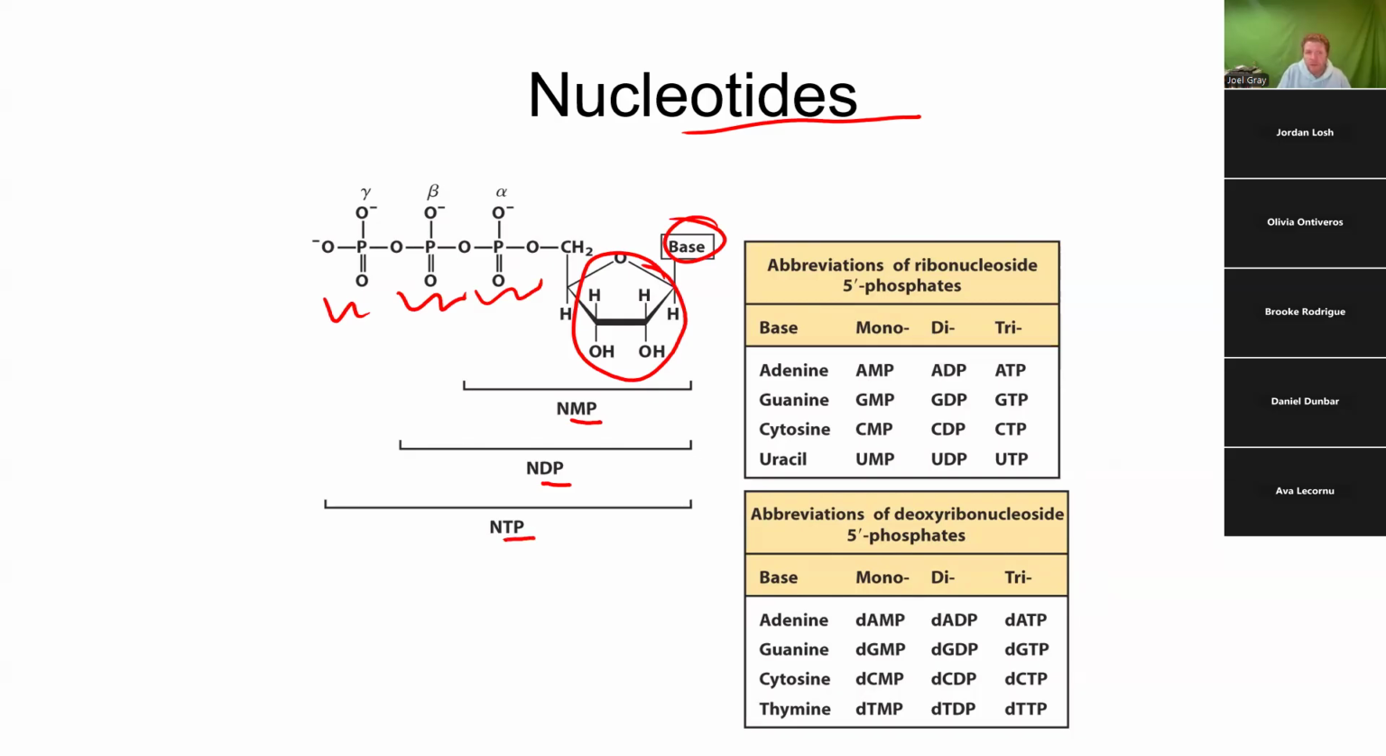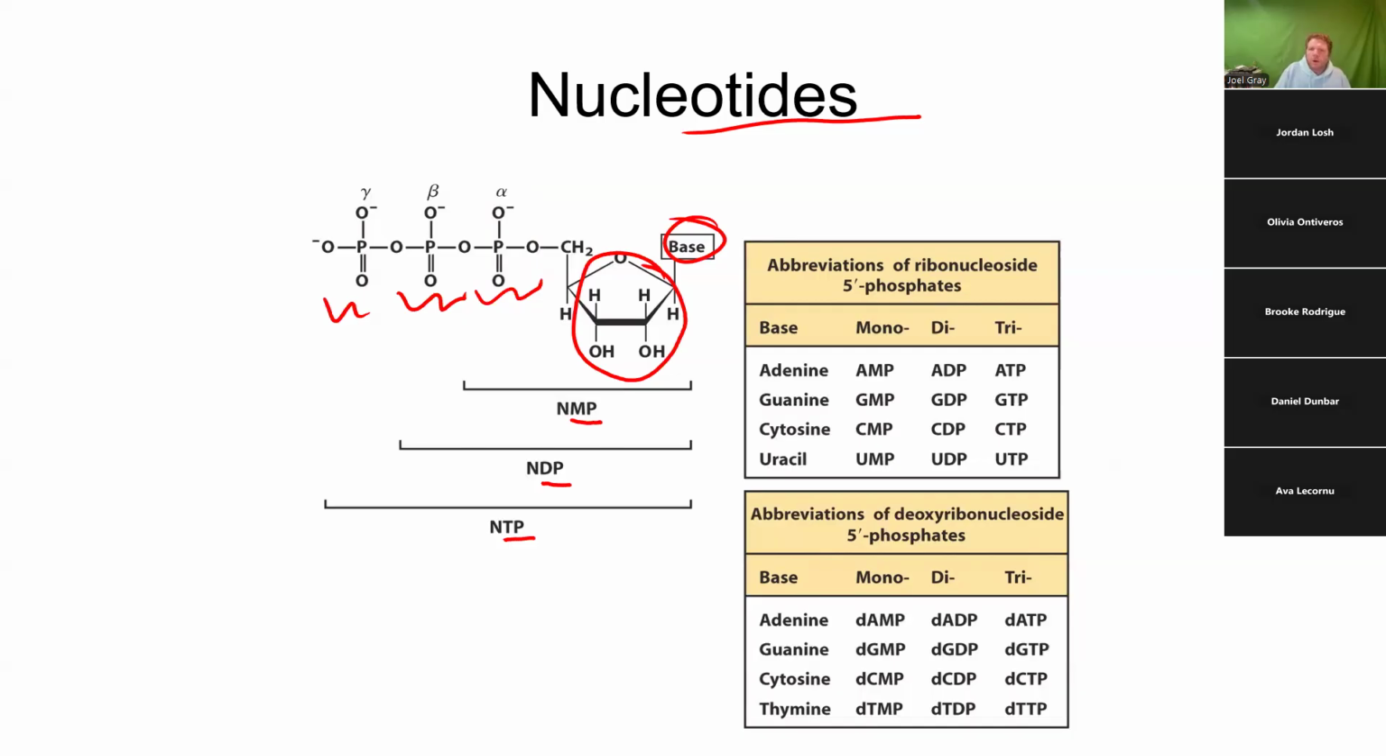Now, those phosphates: the farthest one out, the farthest from the sugar, is known as your gamma phosphate. The second one is the beta phosphate, and the first one coming off of the carbon on our sugar is known as the alpha phosphate. So alpha, beta, and gamma.